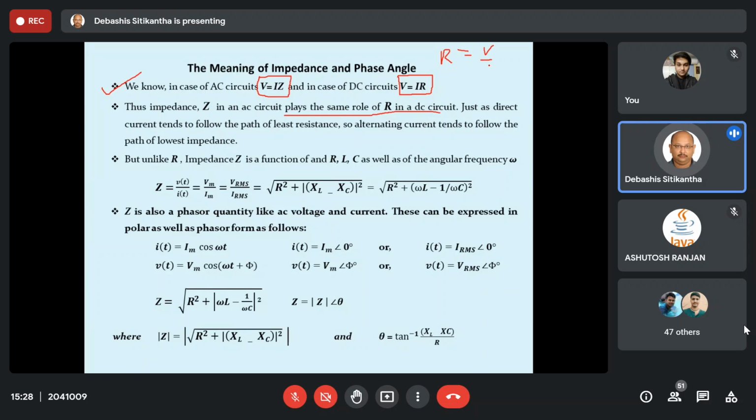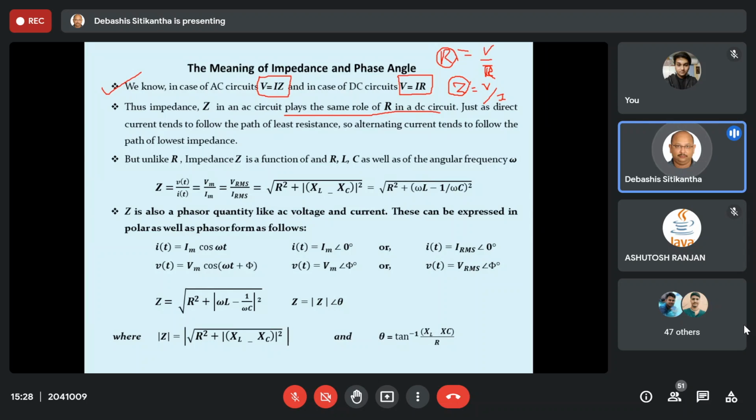So similarly, in case of your AC circuit, your Z can be written as V by I. Now, still there is some difference between this R and Z. What is the difference? R is a scalar quantity, whereas Z is a phasor quantity. Okay, it's somewhat a phasor quantity.